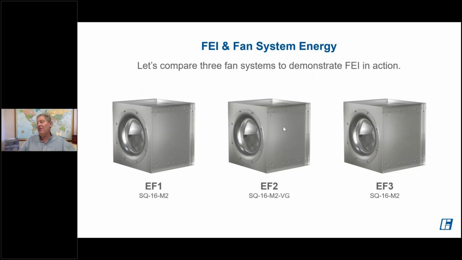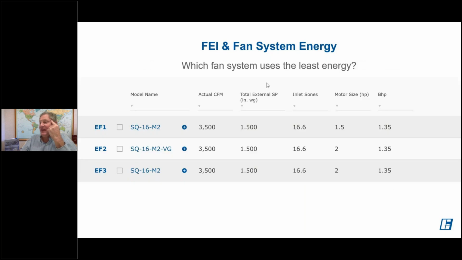So first of all, let's look at three different fan systems here. Okay, they're not identical fans, but they've got an identical duty point. We selected these fans at, what did we pick here? 3,500 CFM and 1.5 inches of static. And they're all three square inline fans.